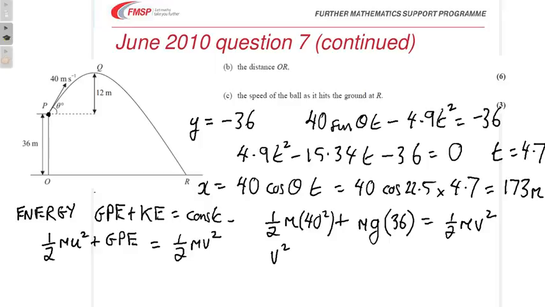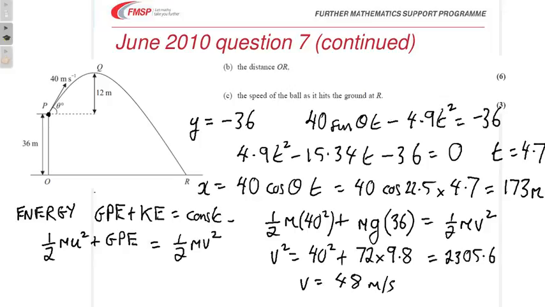That gives us v squared equals 40 squared plus 72 times g, and gives us v equals 48 meters per second. Yeah, just filling that in for you. That's 2305.6. And v is 48. And that's the end of the question for the final 3 marks.